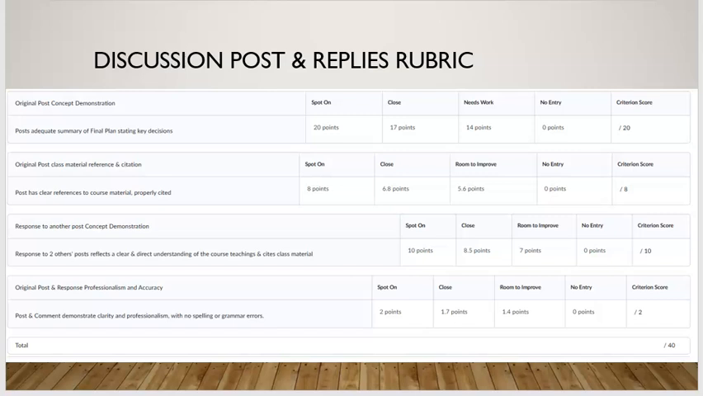To get the good grades, it's really important that you cite class material, that you talk about things that we've learned in the class. And these are all outlined as opportunities to help you understand exactly what you've learned, okay?